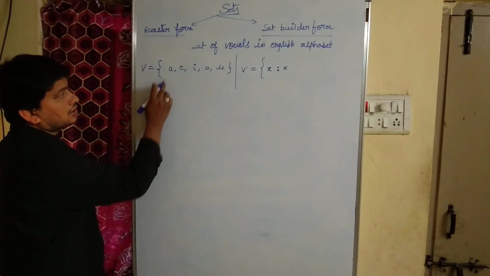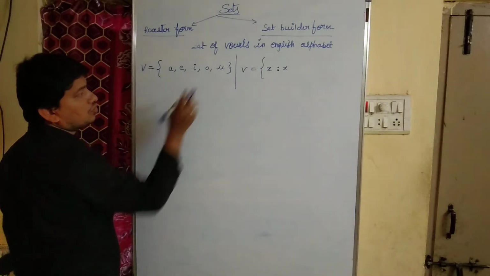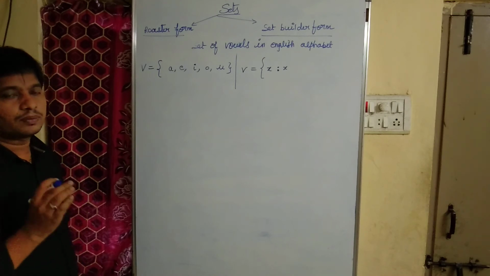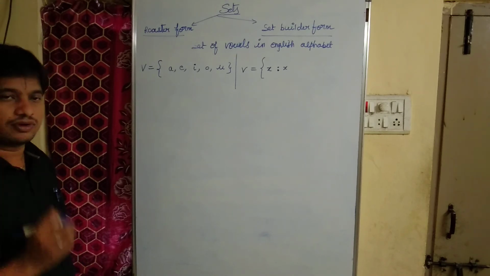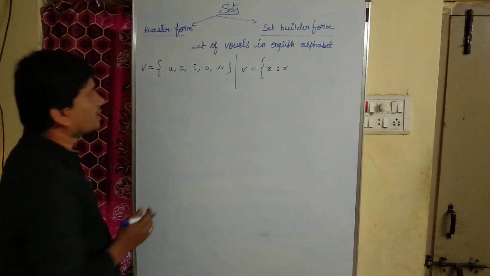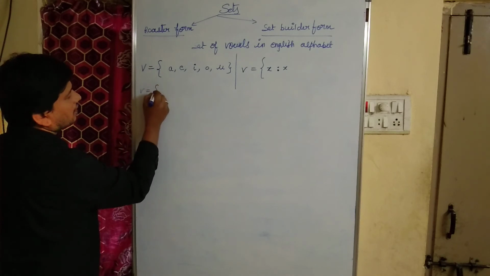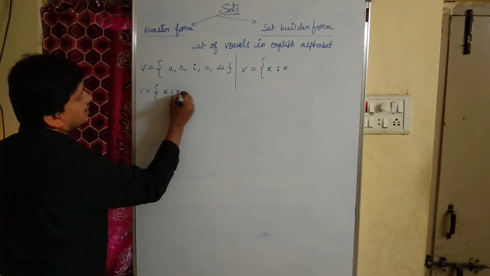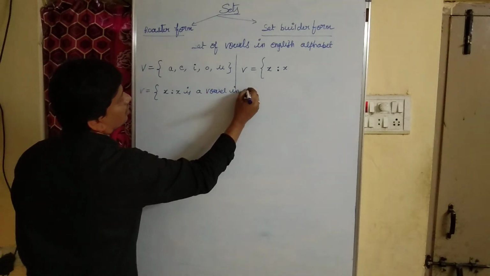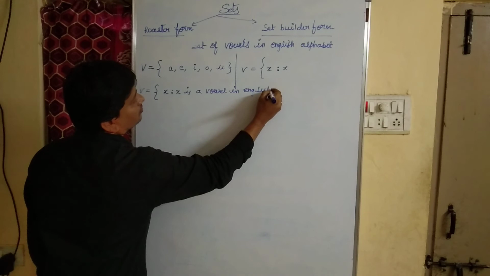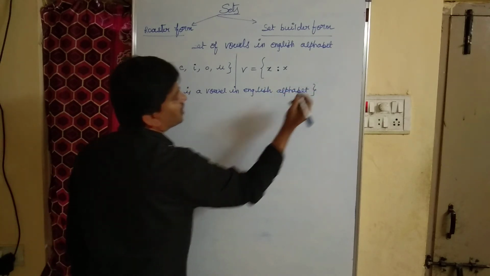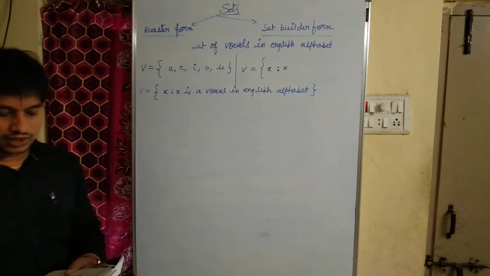So see here, as A, E, I, O, U are vowels in the English alphabet, what is the property here? The property is being a vowel in the English alphabet. So that property we need to mention. So, x such that x is a vowel in the English alphabet. This is the representation of set builder form.